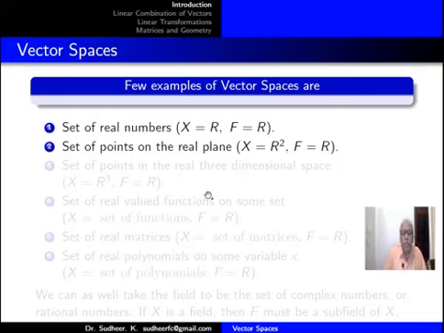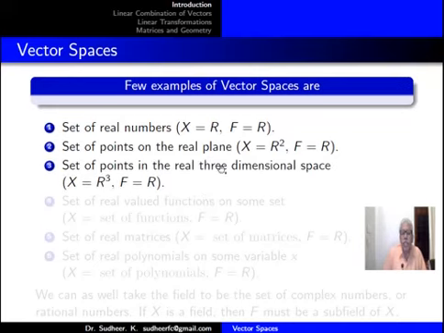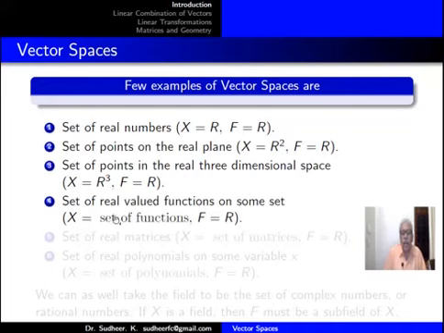We look at some of the examples of vector spaces. Set of real numbers is a vector space. So you can have X equal to R and F equal to R there. Set of points on the real plane is a vector space. In that, X equal to R2 and F equal to R. Set of points in the real three-dimensional space is a vector space. There, X equal to R3 and F equal to R.